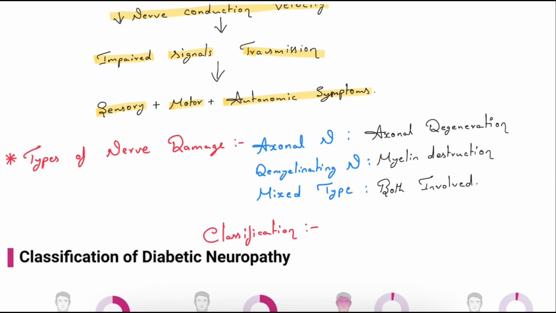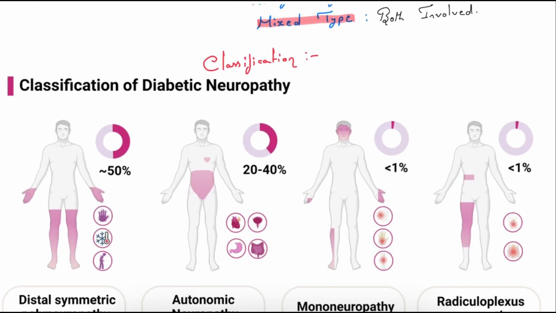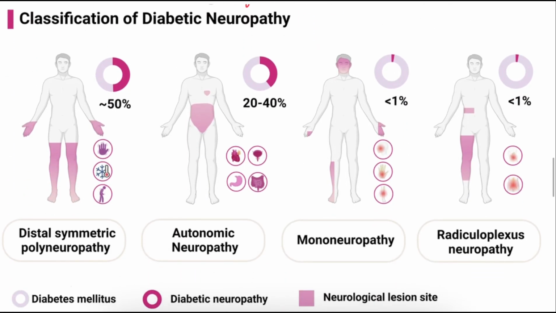We have total 3 different types of nerve damage. One is axonal neuropathy, demyelinating neuropathy, and mixed type. In axonal neuropathy, we can see axonal degeneration. Next, we can see demyelinating neuropathy. We can see myelin destruction. Next, mixed type means we can see both involved. Okay. Next, we can see some classification of diabetic neuropathy.